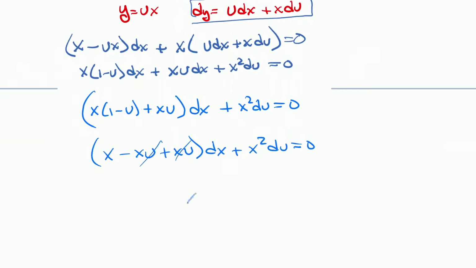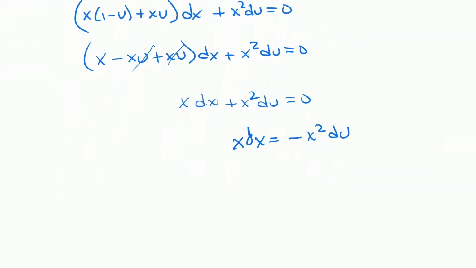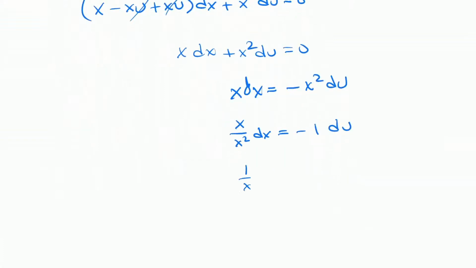And so you just have x dx plus x squared du is equal to 0. Now I don't care what side I put this on. x dx is equal to negative x squared du. And then you're going to get x over x squared. This is overkill because you all know what's about to happen. 1 over x dx is equal to negative 1 du.